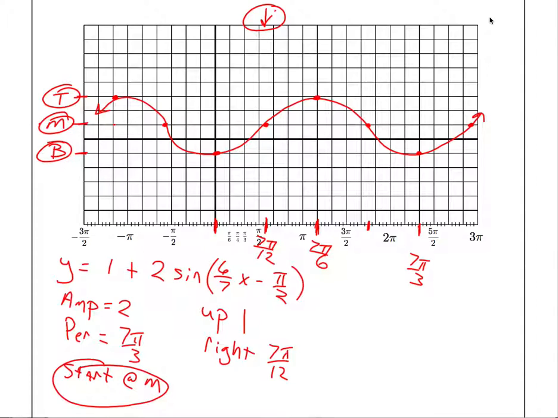Any questions? Okay. On these, the only thing that really gets you in trouble is if you try to do it too fast. If you try to do it too fast, you'll run into trouble. Take it slow, pay attention to what you're doing. Abby, question?